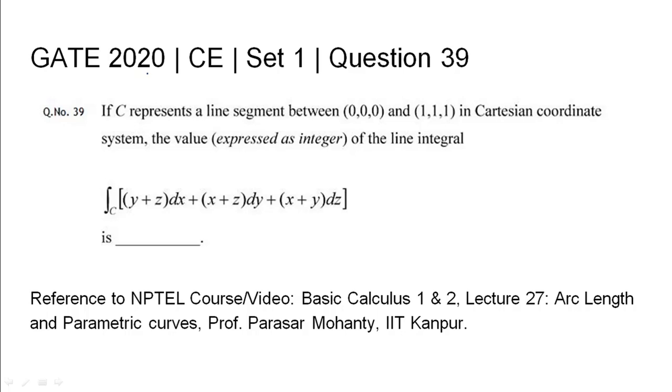GATE 2020 Civil Engineering Set 1 Question 39. If C represents a line segment between origin and (1,1,1) in Cartesian coordinate system, the value of the line integral of (y plus z) dx plus (x plus z) dy plus (x plus y) dz needs to be found and expressed as an integer. The relevant NPTEL reference has been listed.